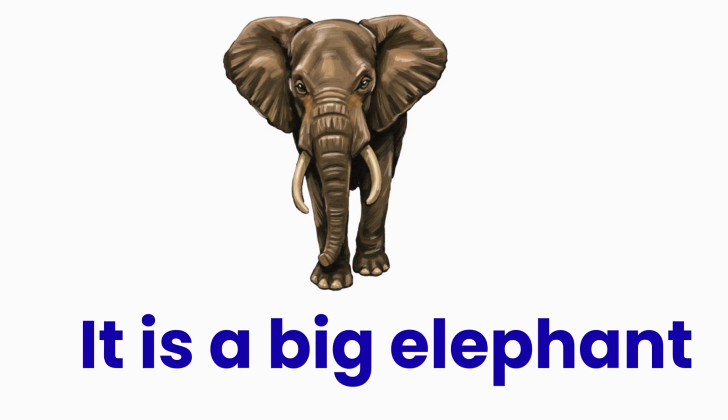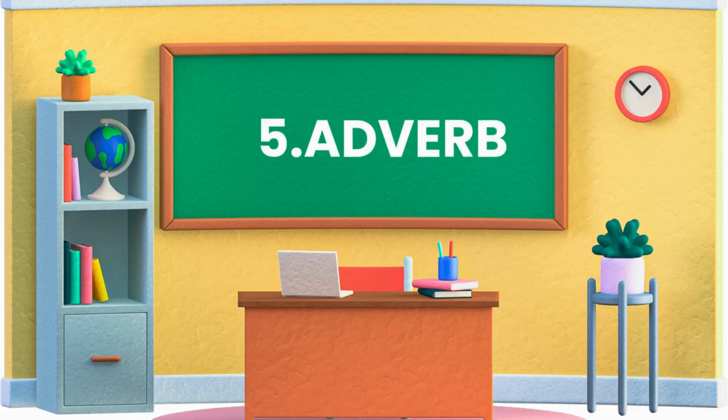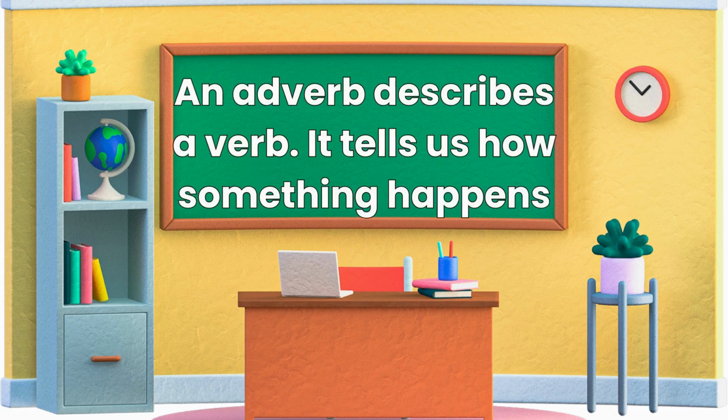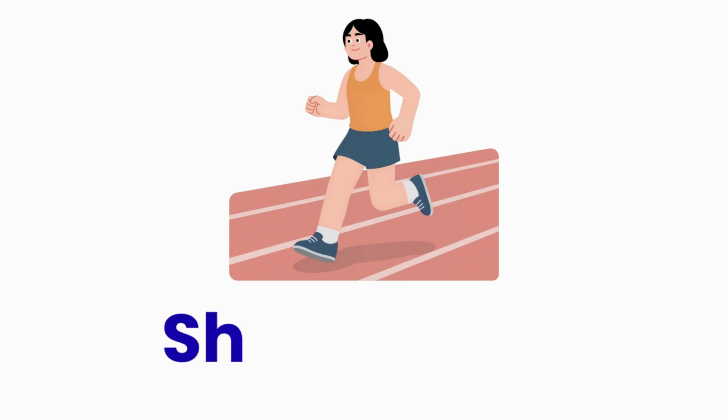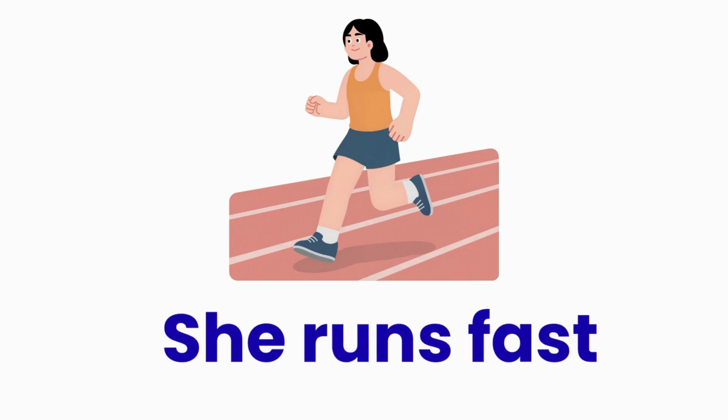Fifth one, adverb. An adverb describes a verb. It tells us how something happens. Example: fast, slowly, happily. Example of sentence: she is run fast.